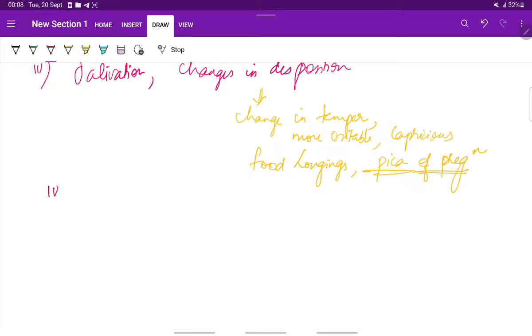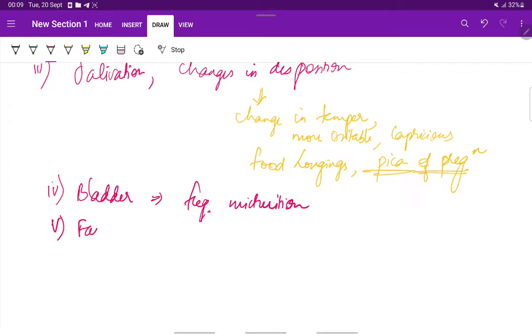Next will be the irritability of bladder, in which there is very frequent micturition. Because of the pressure which is exerted by the uterus on the bladder as it keeps on growing. But once it has become an abdominal organ from the pelvic organ, the symptoms of frequent micturition come down, because there will be relieving of all the pressure which was exerted by the uterus on the bladder. Next will be fatigue. The pregnant woman complains of easy fatigability, which is very common in early pregnancy.